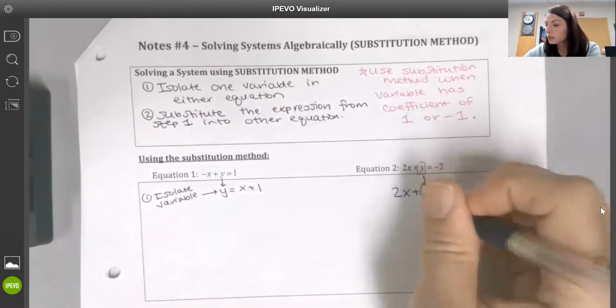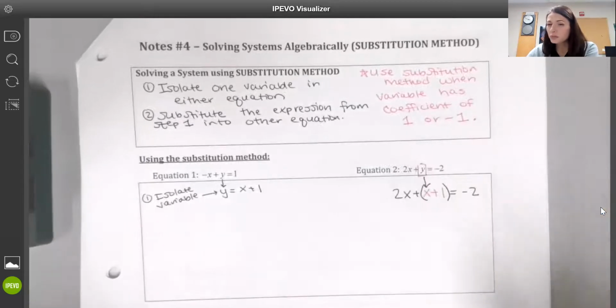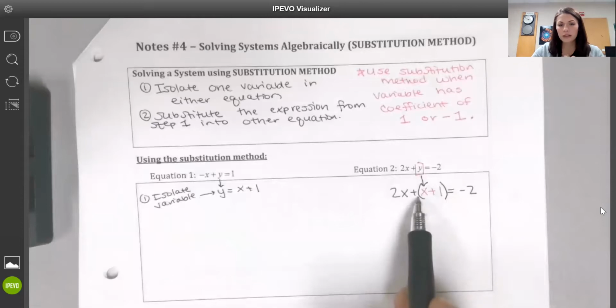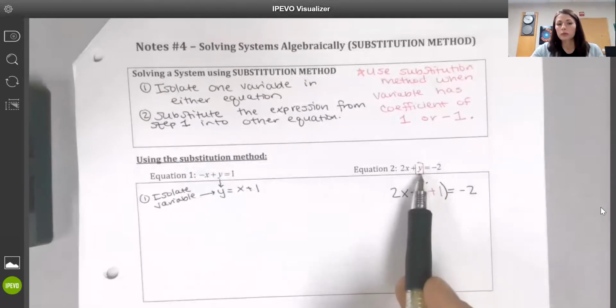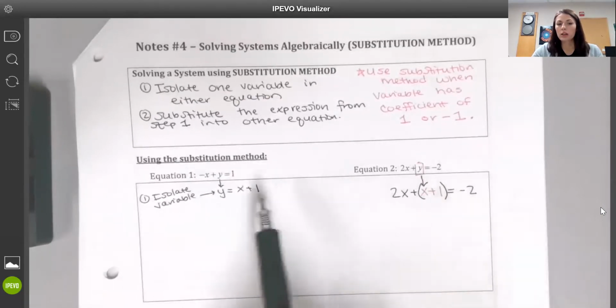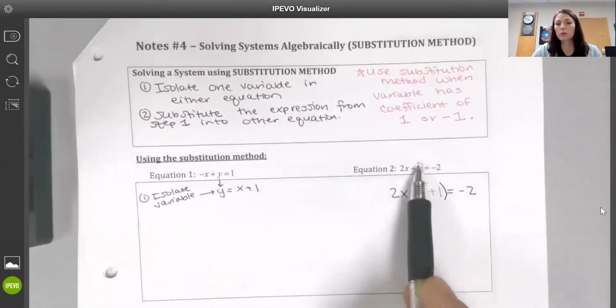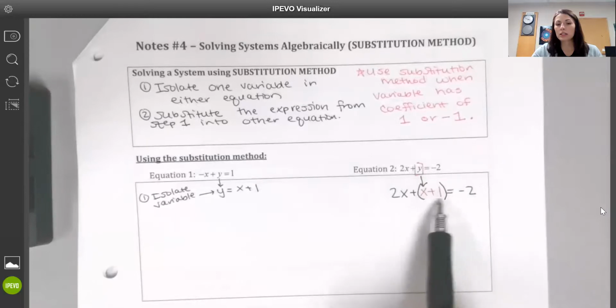Now, it is a good idea to put it in parentheses in case there was a coefficient out front. Because it's just one y, I don't really need the parentheses there. So let me restate it one more time. Because y equals x plus 1, in my other equation where y is, I'm substituting in what it's equal to.